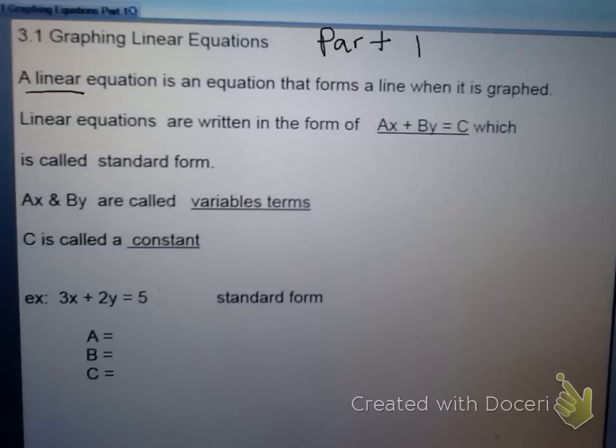Linear equations are in the form of ax plus by equals c, which is called standard form. The ax and the by are called the variable terms because they have the variable x and the variable y. C is called a constant because it does not have a variable. Here's an example of a linear equation in standard form. It is in the form of ax plus by is equal to c, where a is 3, it's the coefficient in front of x, b is 2, which is the coefficient in front of y, and c is your constant.